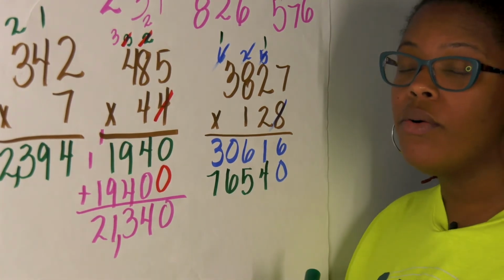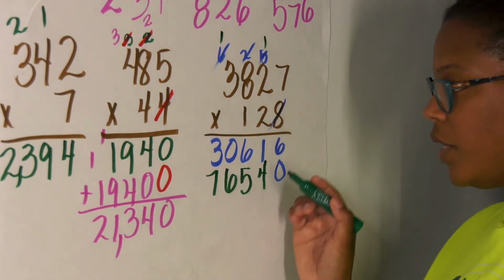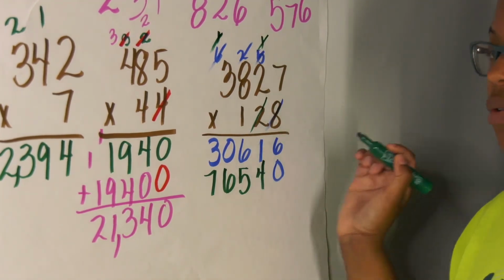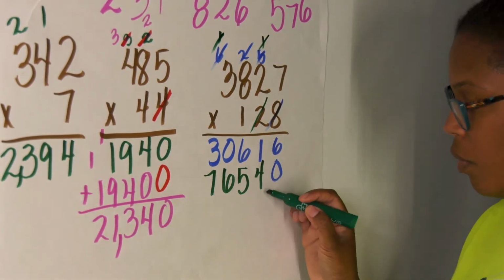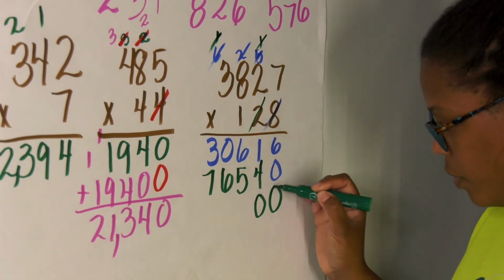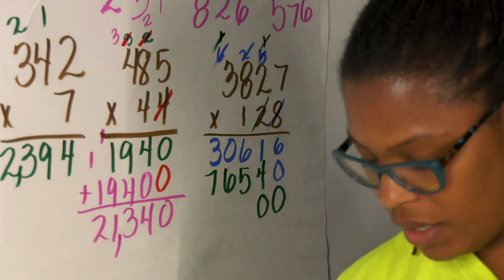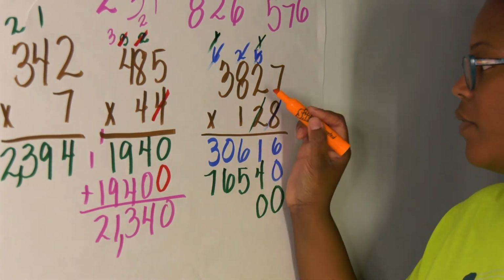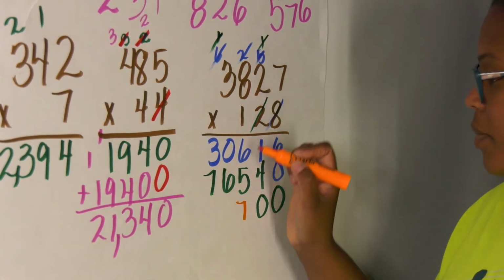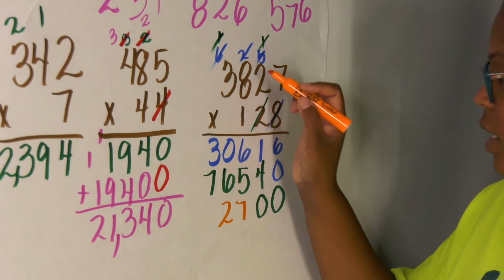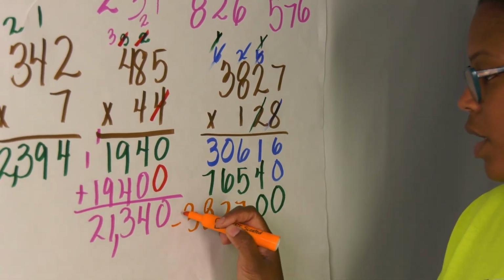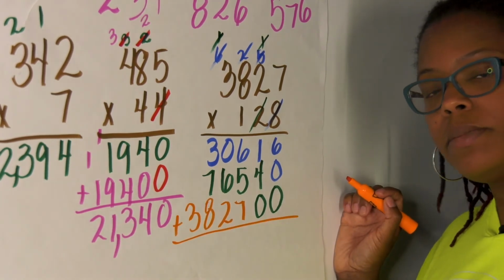And now we're not finished because we still have our hundreds place. So don't forget to cross it out. And for here, we're gonna put 2 zeros because now we're moving to our last place value, which is the hundreds place. 1 times 7, 1 times 2, 1 times 8, and 1 times 3. And now we're going to add all of those numbers up together.